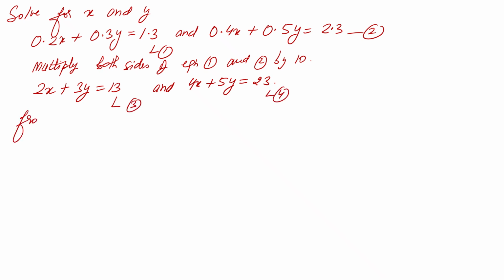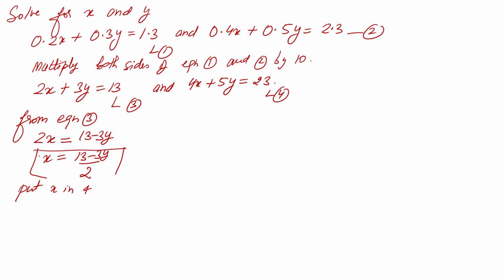So we have to use equation number 3. We can find the value of any variable, you can find the value of any variable. 2x will be equal to 13 minus 3y. x will be equal to 13 minus 3y by 2. Right? Now we have used 3. So we will put x in 4. We put this in 4. Right? Let us call this 5.